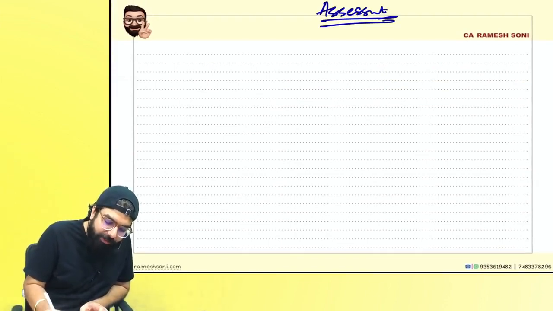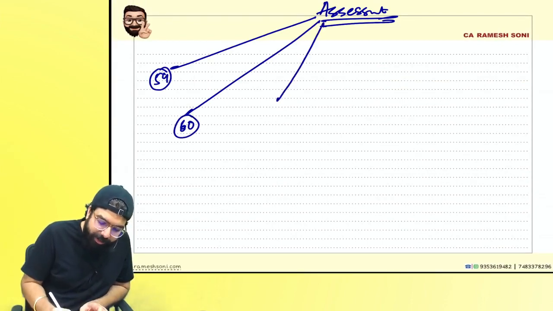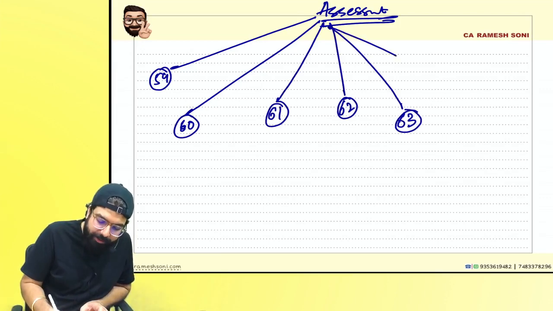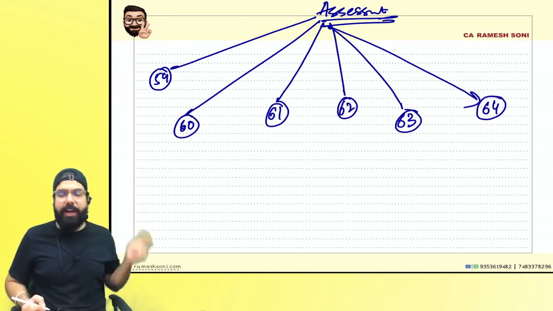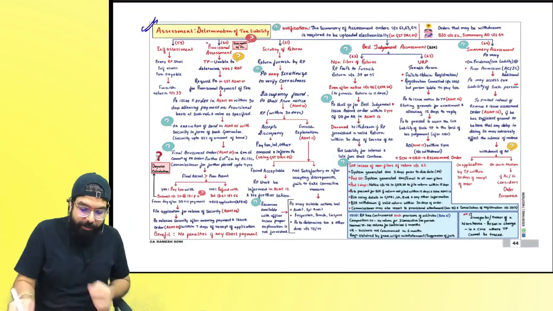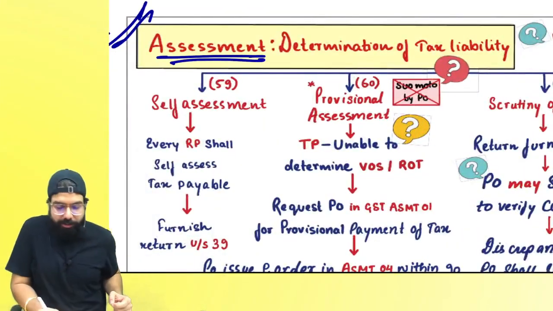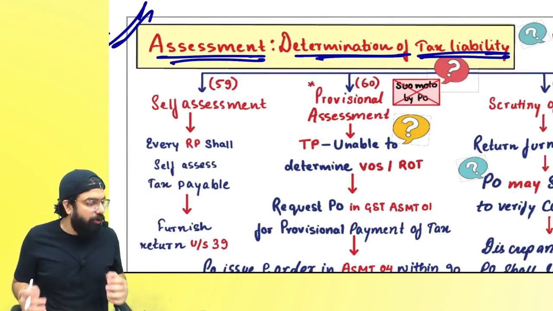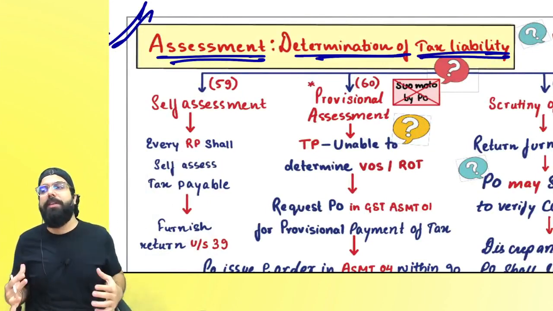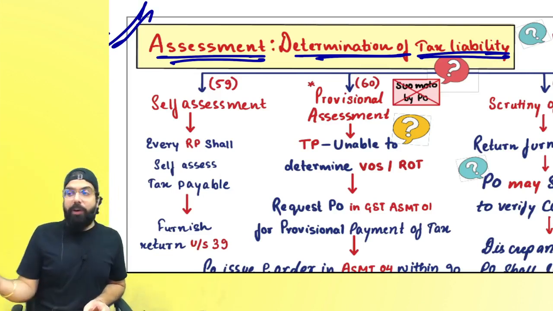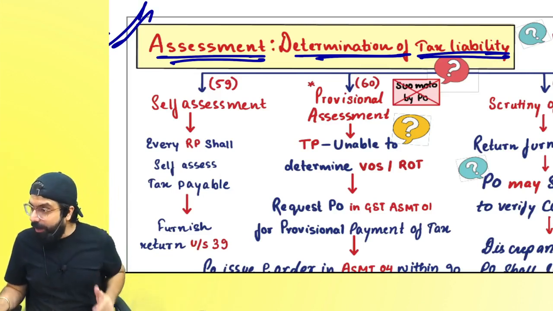Everyone, assessment: section number 59 self-assessment, 60 provisional assessment, 61 scrutiny, 62 best judgment of non-filer, best judgment of unregistered person is 63, 64 is summary assessment. Everyone over here, what do you mean by assessment? Assessment means determination of tax liability. So whenever you are going ahead and determining your tax liability, that is the meaning of assessment. You determine, officer determines, everything is assessment.